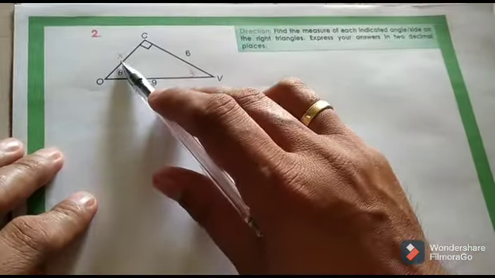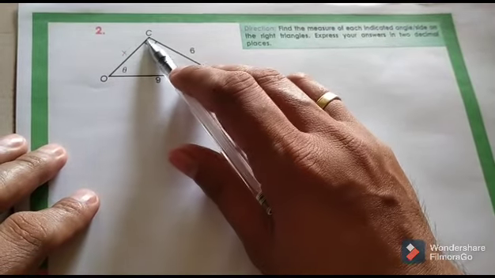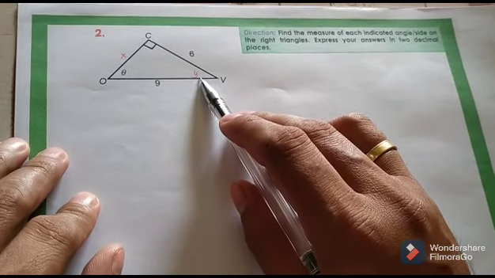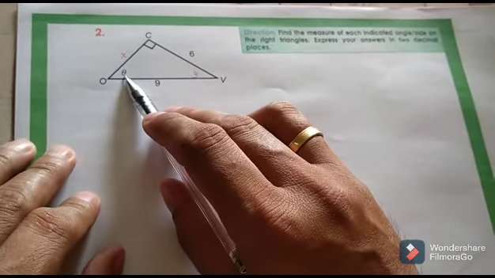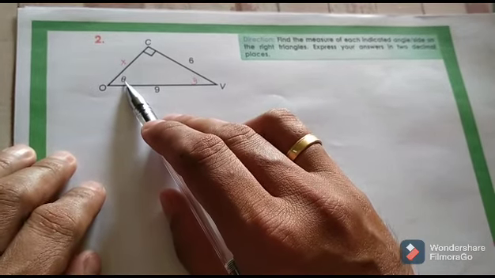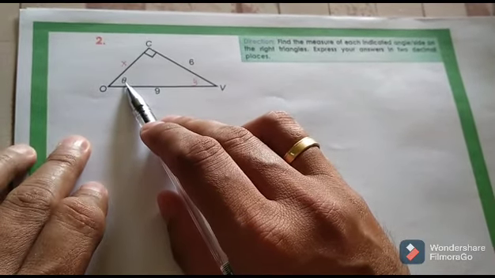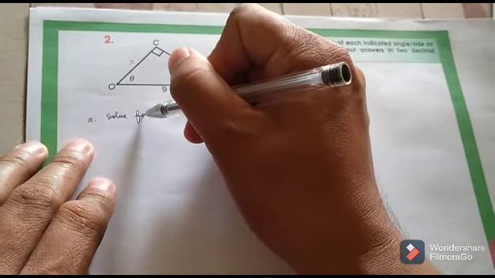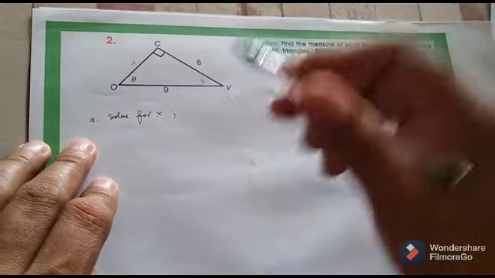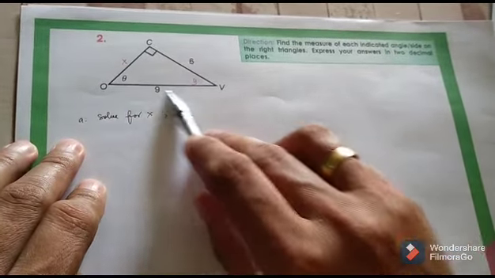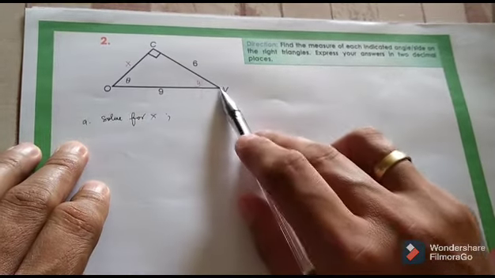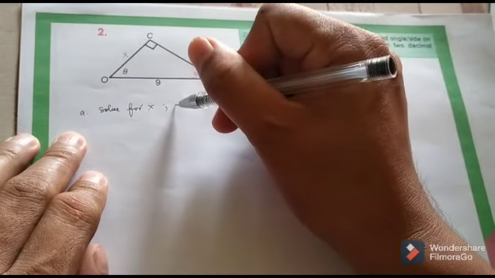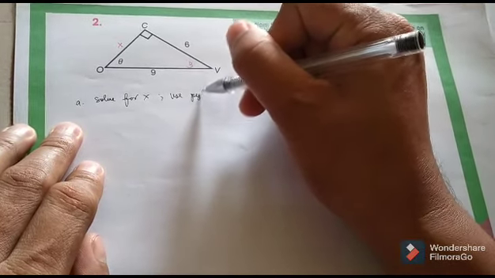Still, we will be looking for the length of side x and the measure of angle y, and also the angle theta. So this is going to be the same as problem number 1. To start with, let's solve for x. In solving for x, as you can see, the hypotenuse is given as 9 and one of the side lengths is 6. So we can use the Pythagorean Theorem here.